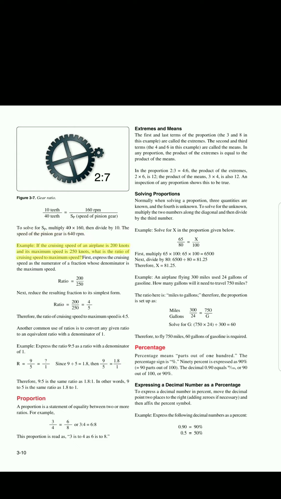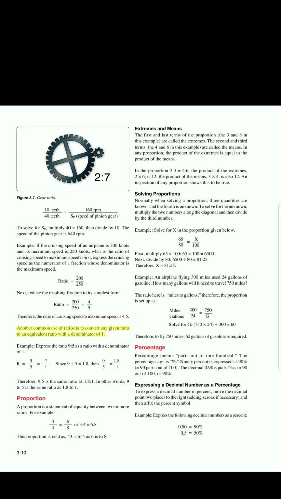Example. If the cruising speed of an airplane is 200 knots, and its maximum speed is 250 knots, what is the ratio of cruising speed to maximum speed? First, express the cruising speed as the numerator of a fraction whose denominator is the maximum speed. 200 over 250. Next, reduce the resulting fraction to its simplest form. 200 over 250 equals 4 over 5. Therefore, the ratio of cruising speed to maximum speed is 4 to 5.